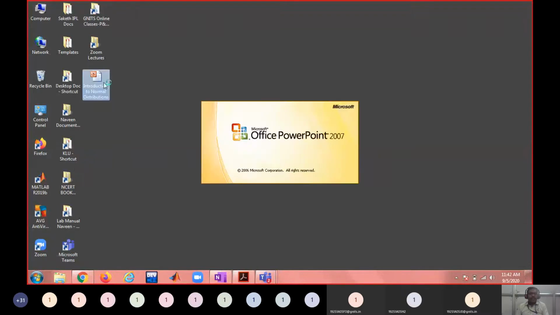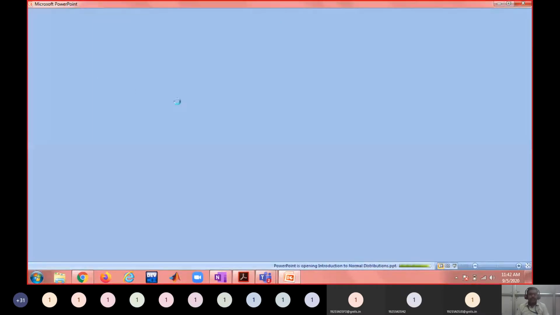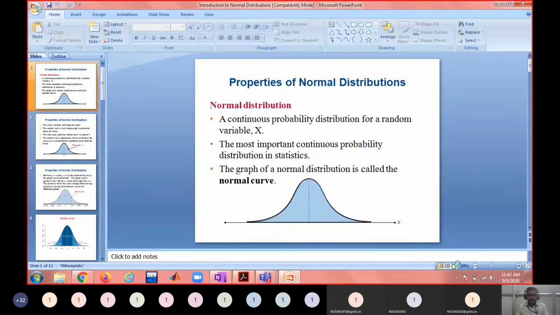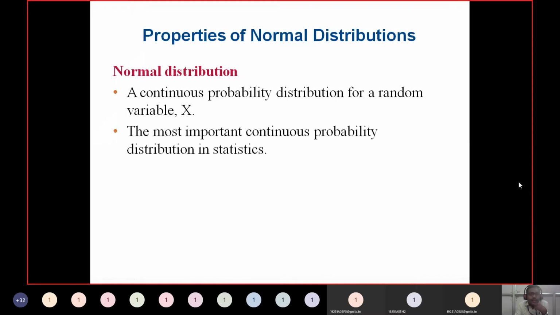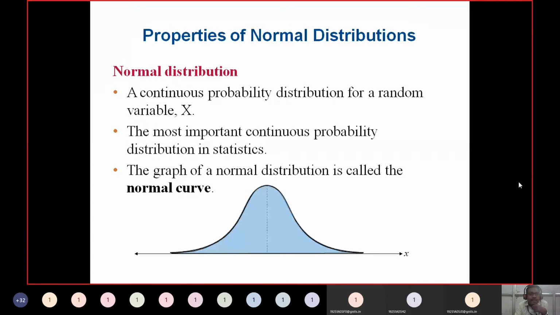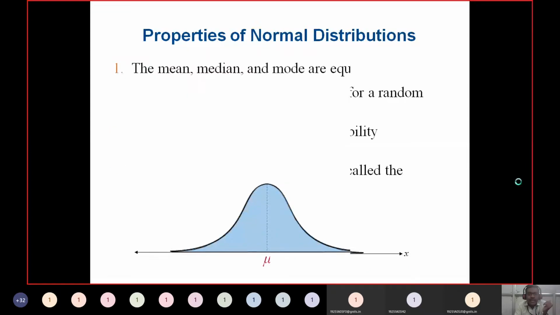Now let us review what we have discussed in the last class. So these are the properties. I said the normal distribution is the distribution of a continuous random variable. It is the most important distribution in statistics and probability. The graph of this normal distribution is called the normal curve, and this is how the normal curve looks.